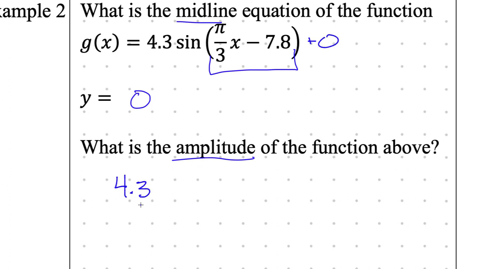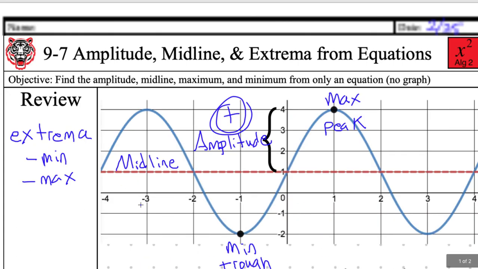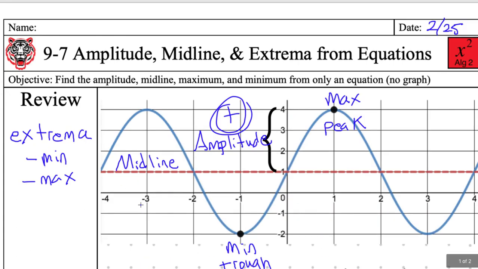All right, that concludes today's notes. Please give me a fist of 5. How well can you find the amplitude, midline, maximum, and minimum if I only give you an equation? All right, I'm seeing 5, 4, 4, 3, 5, 3, 4, 3. Sam, what are you at? A 3, a 3, a 4, 5, a 3, 4, 5, and what do you got, Lorraine? 4. All right, perfect. Thank you, guys.